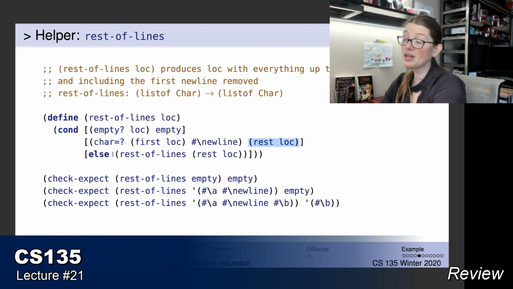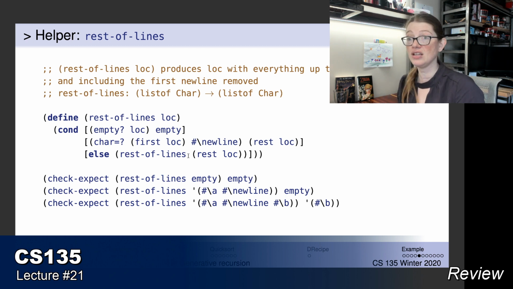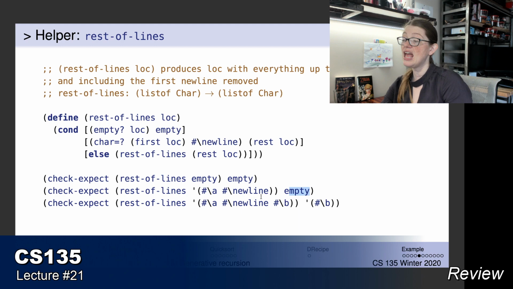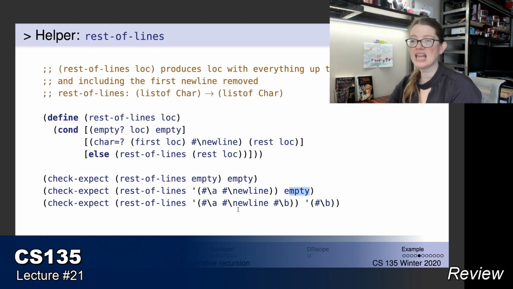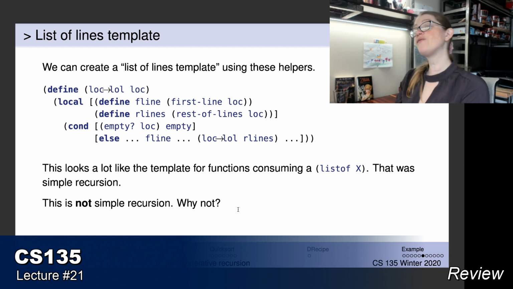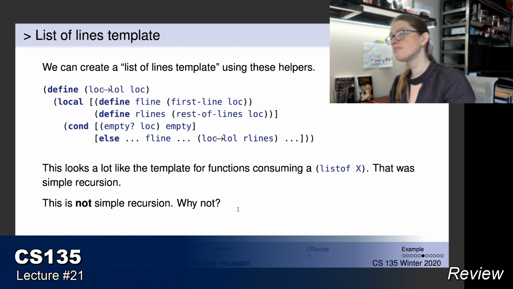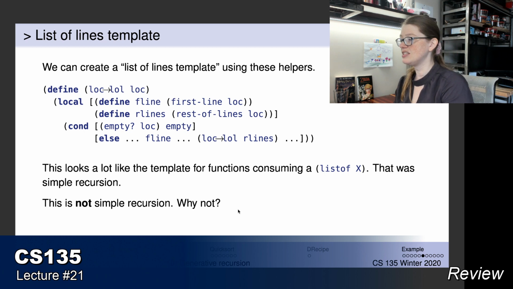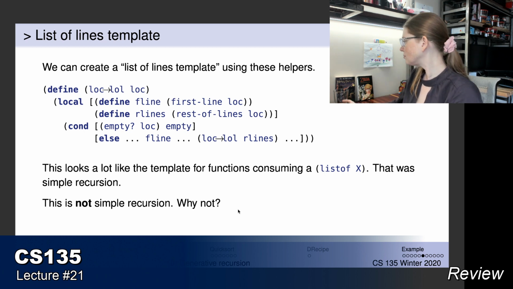In our recursive application, we are simply going to call rest of lines on the rest of the list, which is why I'm telling you this is a simple recursive function. It's processing this list of characters one by one. We just have an extra base case here. So in our list where we have a new line, there are no remaining lines, so we get empty. And if we have a new line B, we just get B. Okay, so we have a first for our list of lines, and we have our rest for our list of lines.